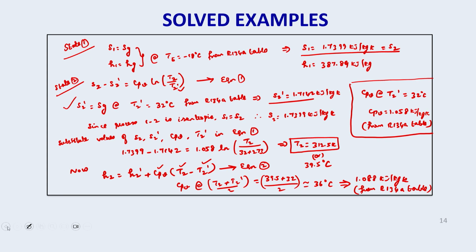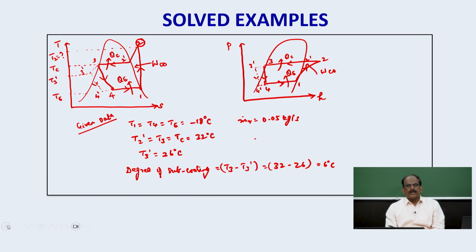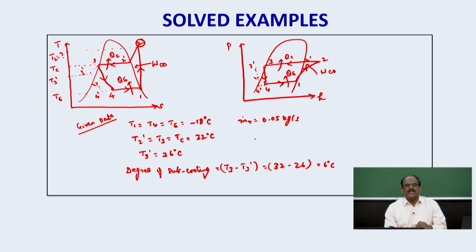Now we have to find the enthalpy at 3 dash. 3 dash is not on the saturated liquid line, so we cannot take it from the table. We have to calculate. Like how we calculated the enthalpy at superheated condition, we have to determine the enthalpy at subcooled condition. Let us recollect the temperature after subcooling is 26. Subcooling is from 32 degrees centigrade condenser temperature to 26 degrees centigrade. So the degree of subcooling is 6 degrees centigrade.